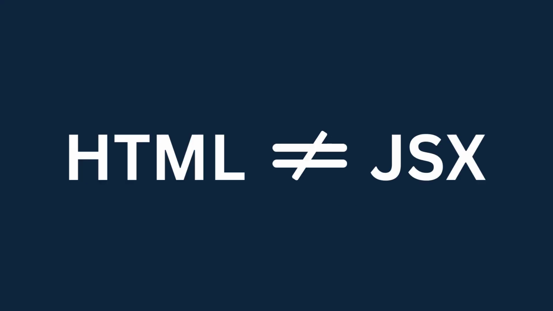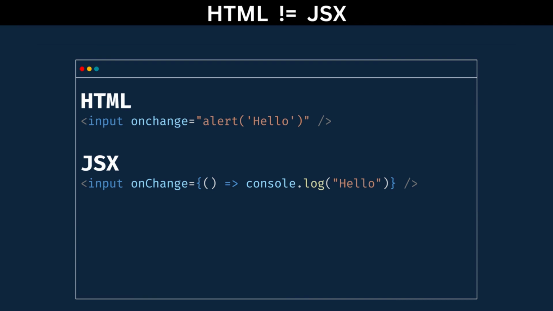JSX is not HTML. It's JavaScript, and that means you can't write attributes like you would in HTML. Instead, you need to use camel case style. For example, onchange in HTML becomes onChange in JSX. It's a small difference, but it's crucial to get it right.